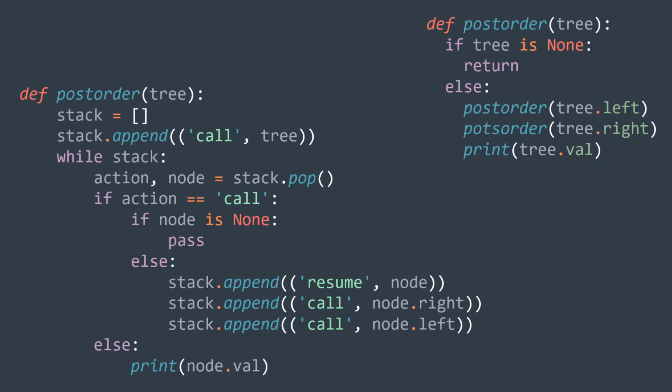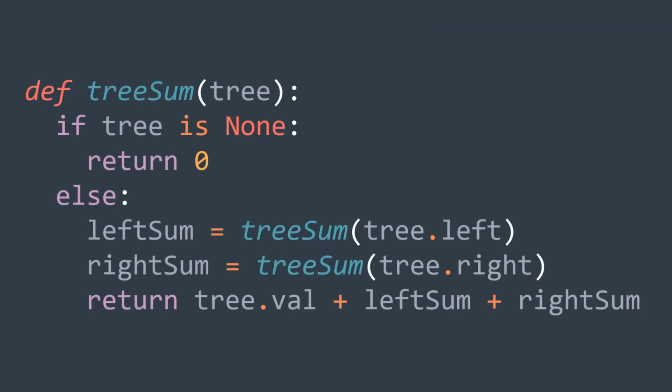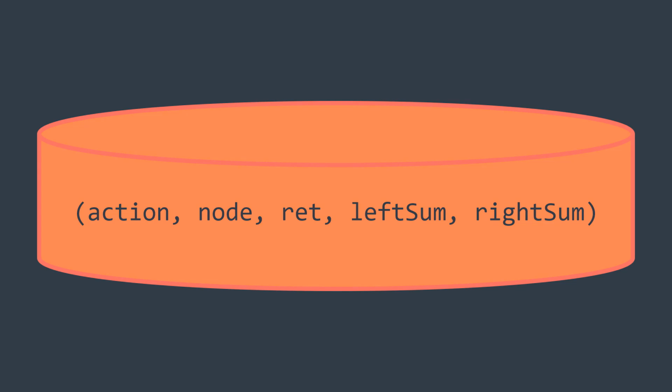Let's take as an example an iterative function to get the sum of elements of a binary tree. In the recursive function, if the tree is empty, we return 0. Else, we get the sum of the left subtree, we get the sum of the right subtree, and we return node's value plus left sum plus right sum. That's it. The idea that I got to convert this recursive function into an iterative one is to use a stack where a stack frame contains the action, the node, the variable where to put the returned value, the variable to pass to get the sum of the left subtree, and the variable to pass to get the right subtree.